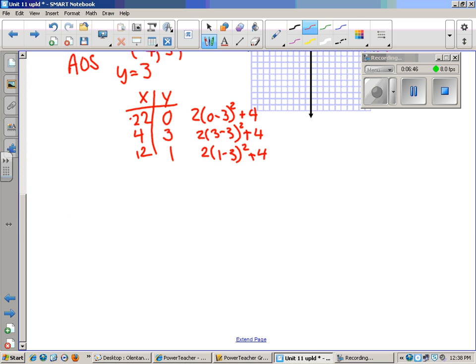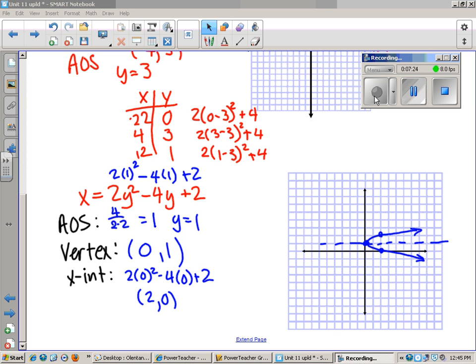Okay, and then let's do one more. I really want to keep doing the up and down. Let's do x equals 2y squared minus 4y plus 2. Okay? Take a second, calculate the vertex, axis of symmetry, and graph it. And the x-intercept.